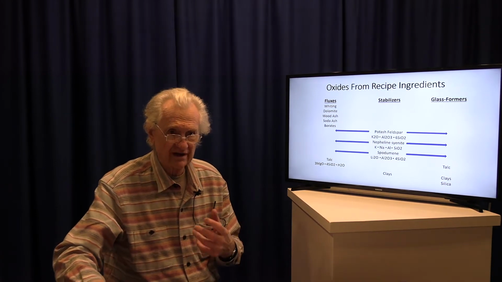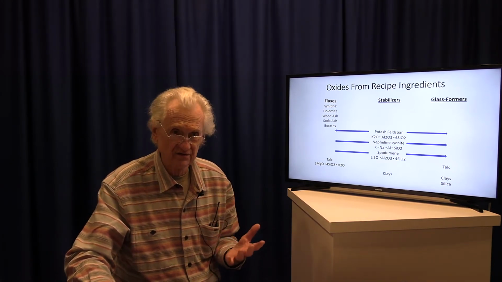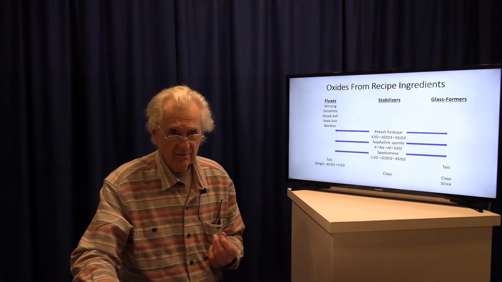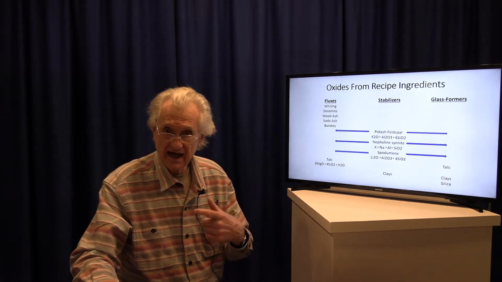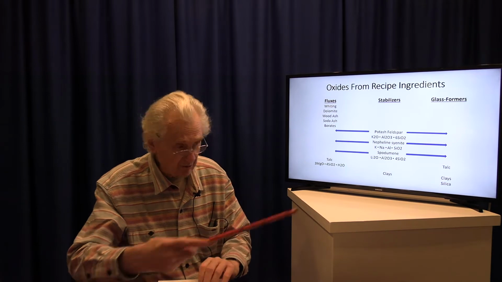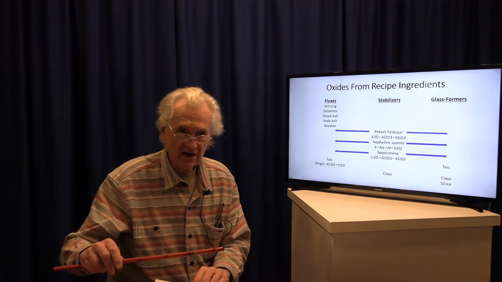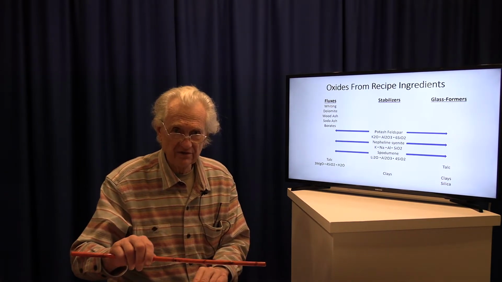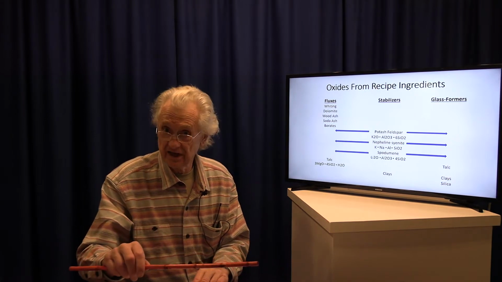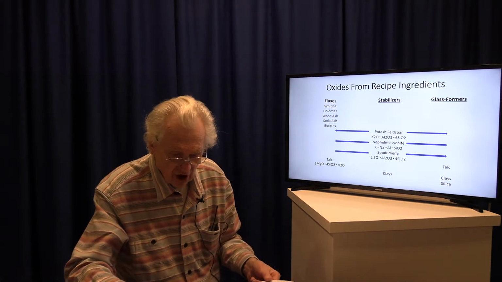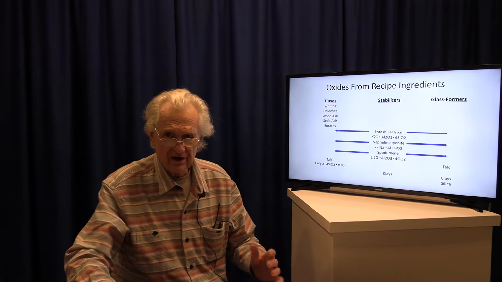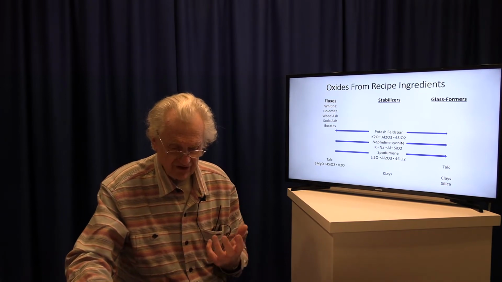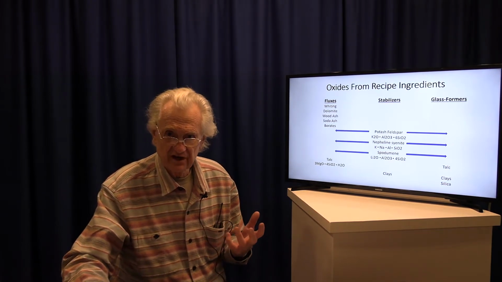So some fluxes are active. We talk sometimes about low temperature fluxes and high temperature fluxes in a general way, because we know that different fluxes become active at different temperatures. And we'll bring that in later on. We'll talk about how we can look at a recipe and say, well, that's a low temperature flux, so it's probably a low temperature glaze. Okay?